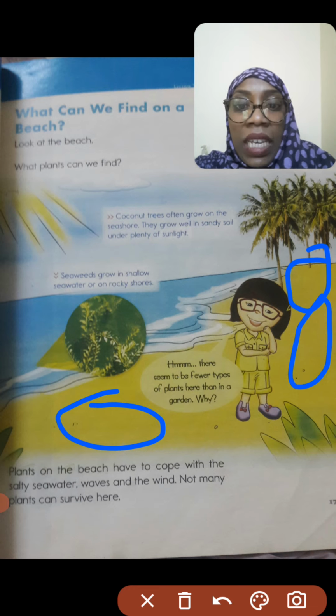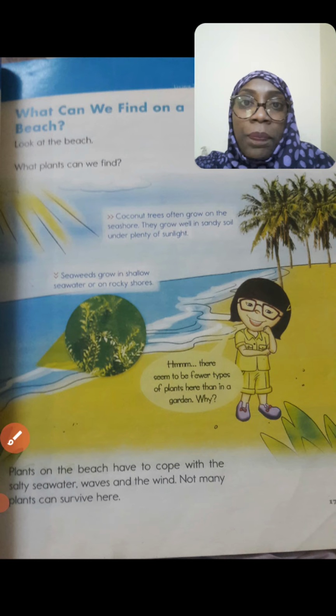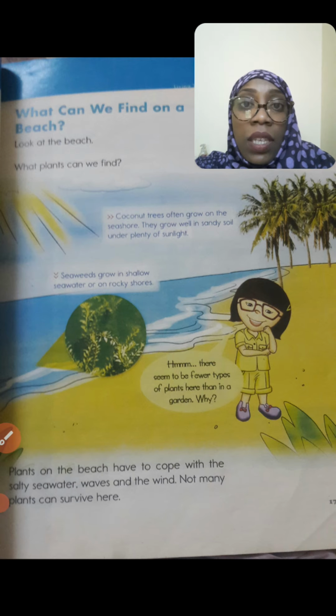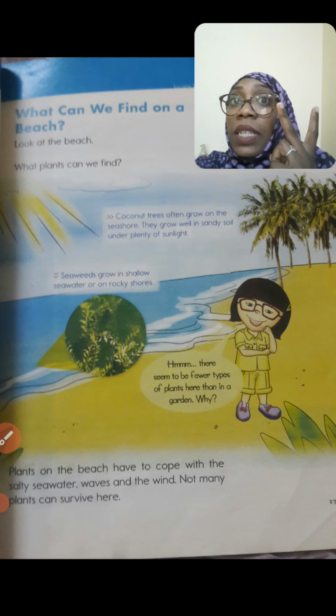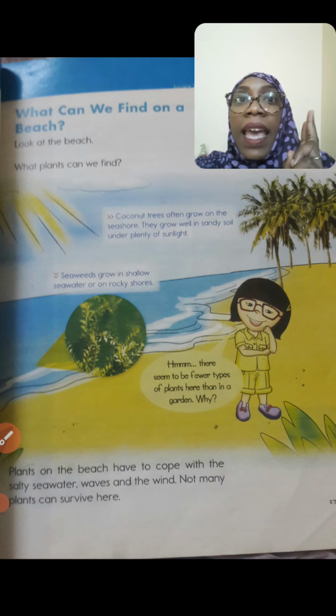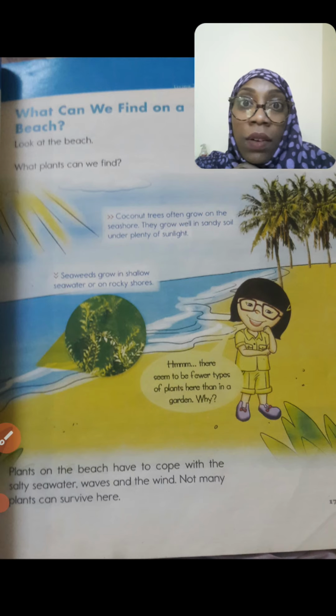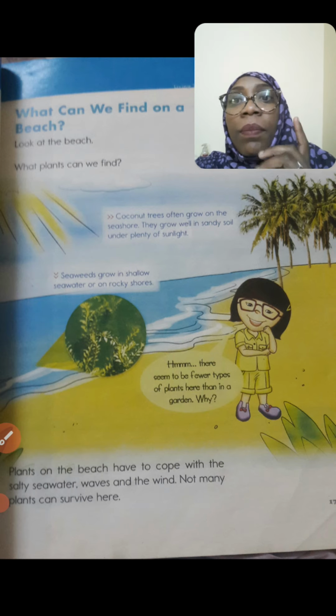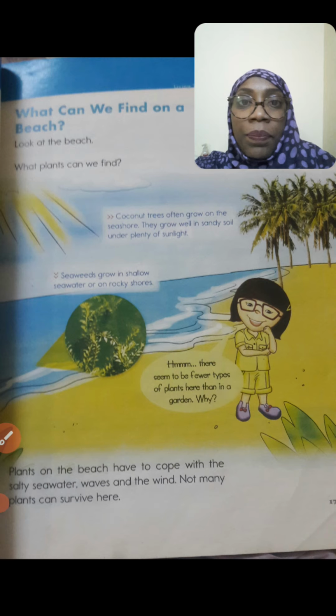So the coconut tree grows in sandy soil under plenty of sunlight. Plenty means a lot of sunlight. That means coconut trees need what? Sandy soil and plenty of sunlight, a lot of sunlight, or a hot place. Okay, this is the coconut tree. Let's move to the other plant.